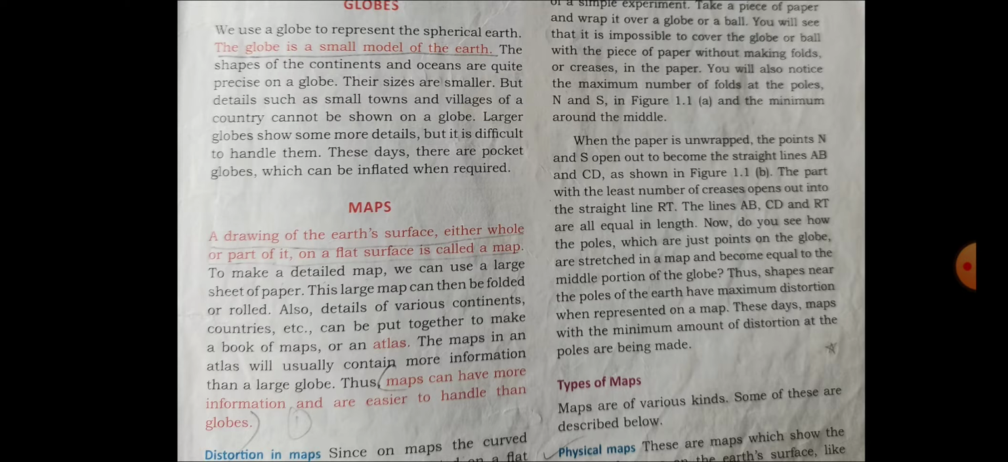Next, you use a sheet of paper to make a map. A map can be folded, it can be rolled. That's why most people prefer to use maps rather than globes. Details of various continents and countries can be put together to make a book of maps. It is called an atlas. Atlas you have also seen.